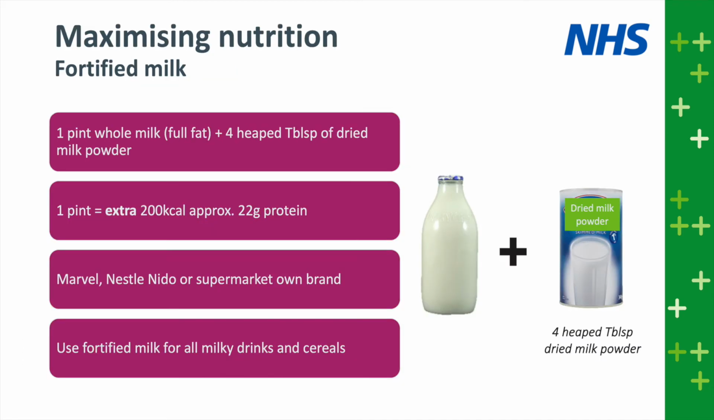So, how do you make fortified milk? Well, you add 1 pint of whole milk or full fat milk and you mix in 4 heaped tablespoons of dried milk powder. This adds an additional 200 calories and approximately 22 grams of protein to the nutrition which is already in that pint of milk. Common brands of dried milk powder which are available include Marvel, Nestle Nido, or supermarket own brand versions. And you can then use this fortified milk for all your milky drinks and cereals.